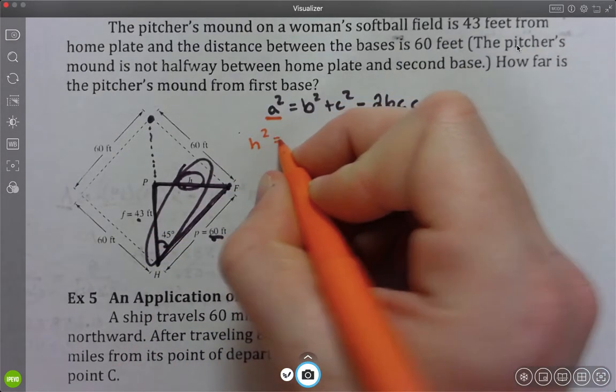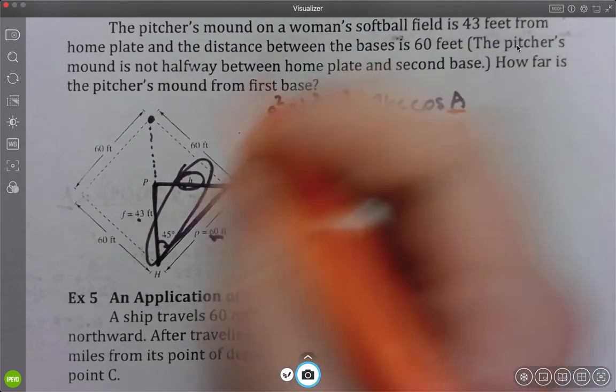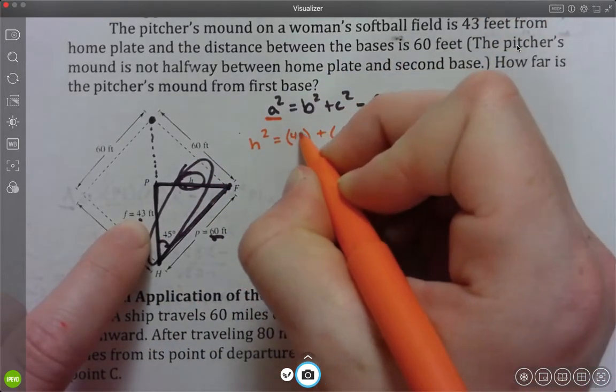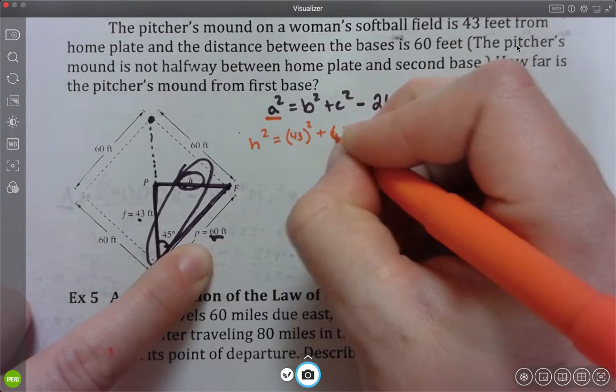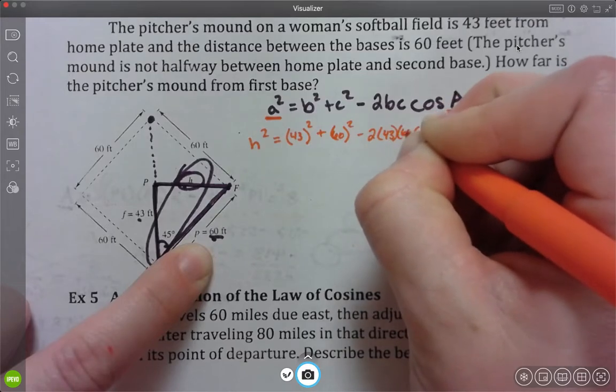From there, it doesn't matter which one I call B and which one I call C. Okay, so 43 is one of the sides. Let's call him B. 43 squared, 60 squared, minus 2 times 43 times 60. And then I have cosine of 45.